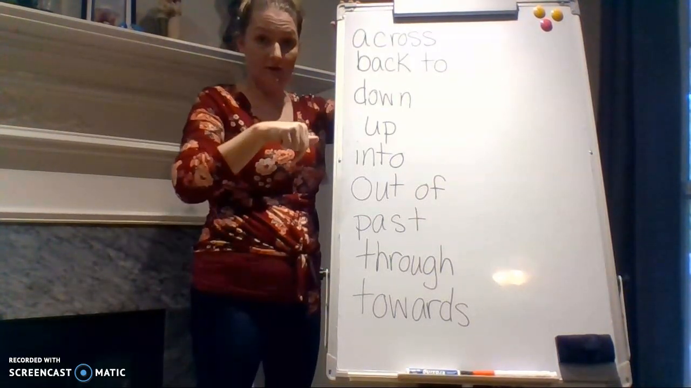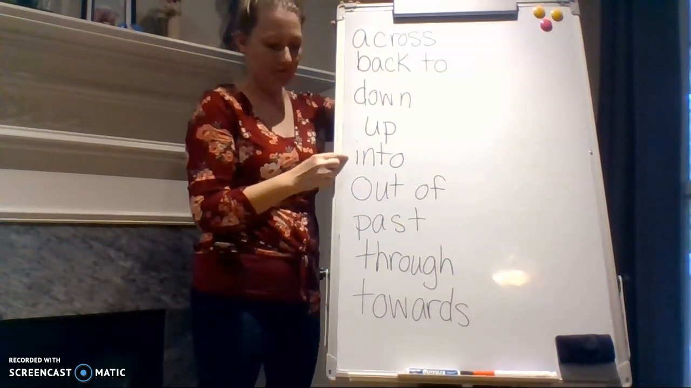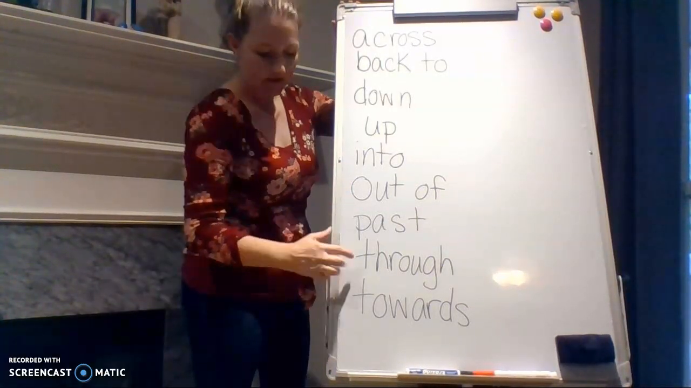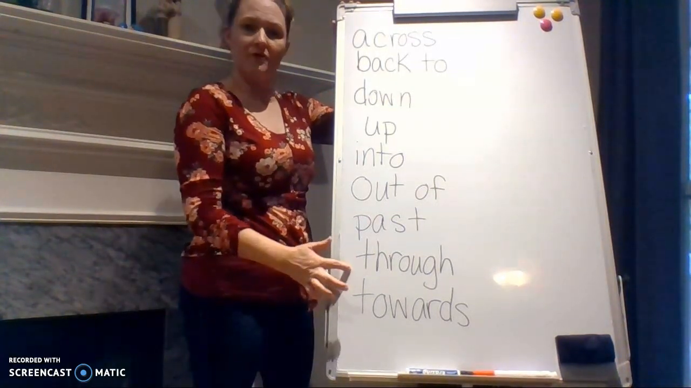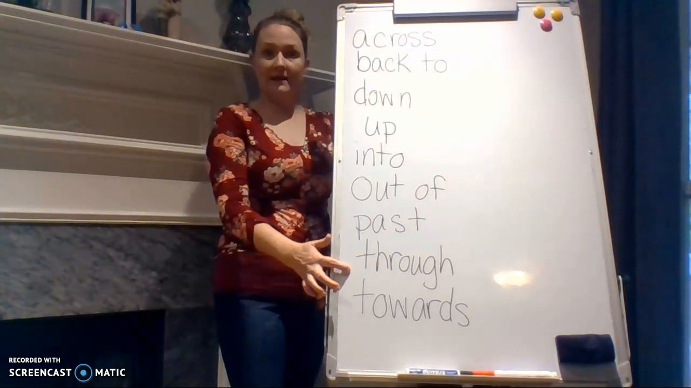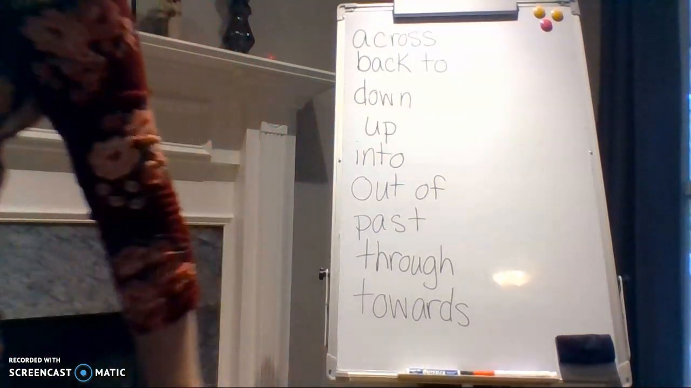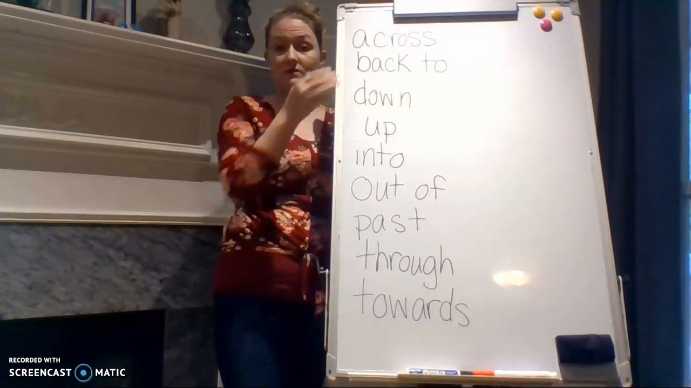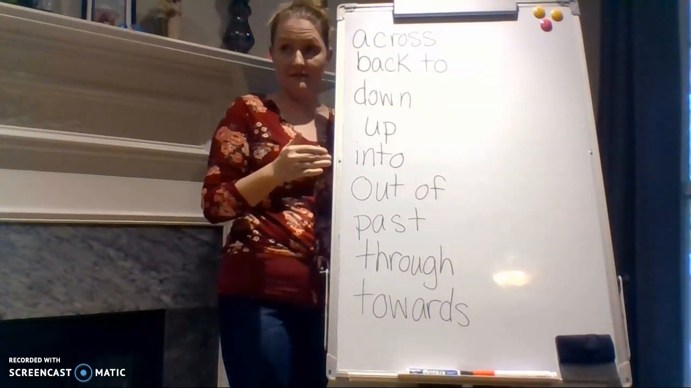Down, up, into, out of, past, through, and towards. Now, through is really hard to kind of show. We usually say that like when you walk through the hallway, so you're moving through everybody. There's always a lot of people in the hall, okay? So I'm going to let my kids demonstrate some of these.